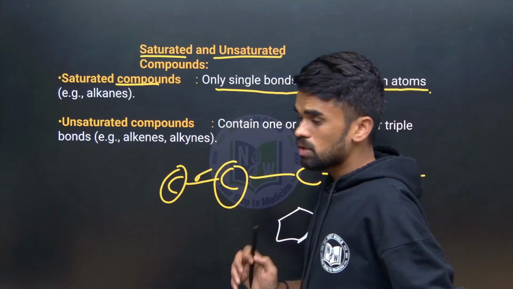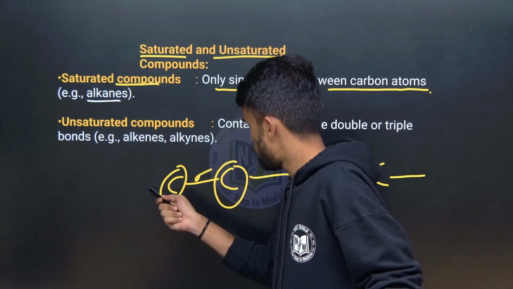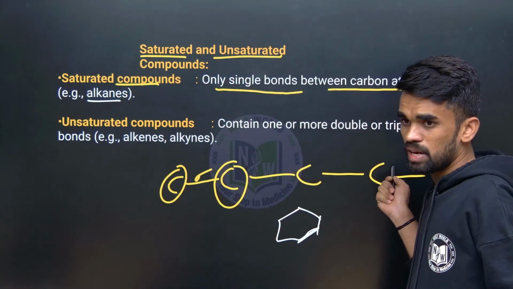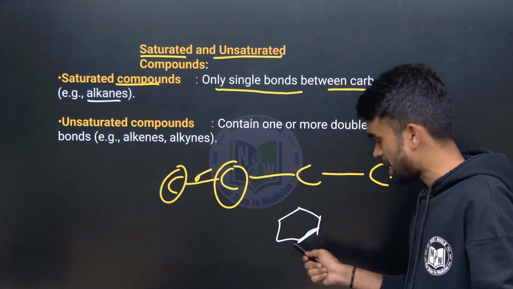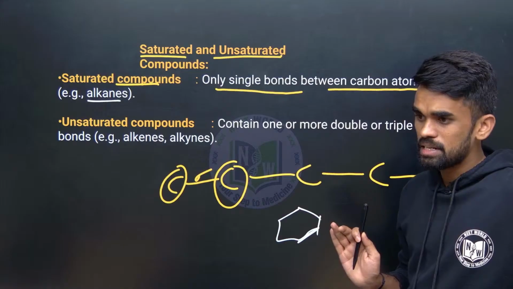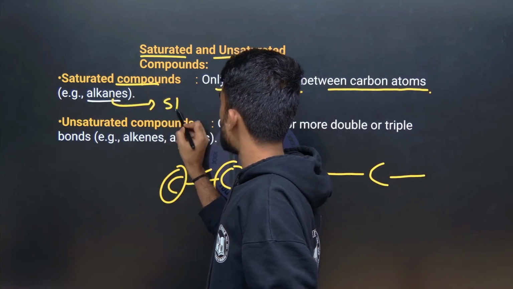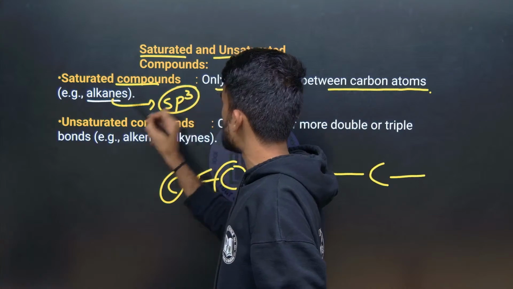It will have only single bonds between the carbon atoms. Is that clear? So those compounds are called alkanes. If it is a straight chain like this, we say alkanes. If it is cyclic like this, we say cycloalkanes. In alkanes, each carbon is sp3 hybridized. What is the hybridization of each carbon?